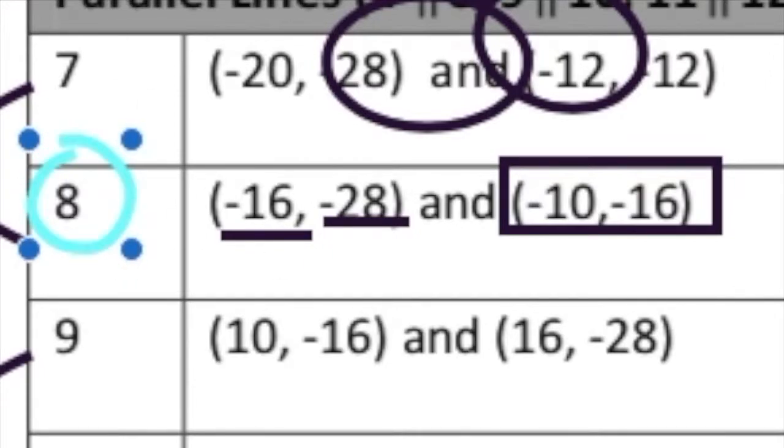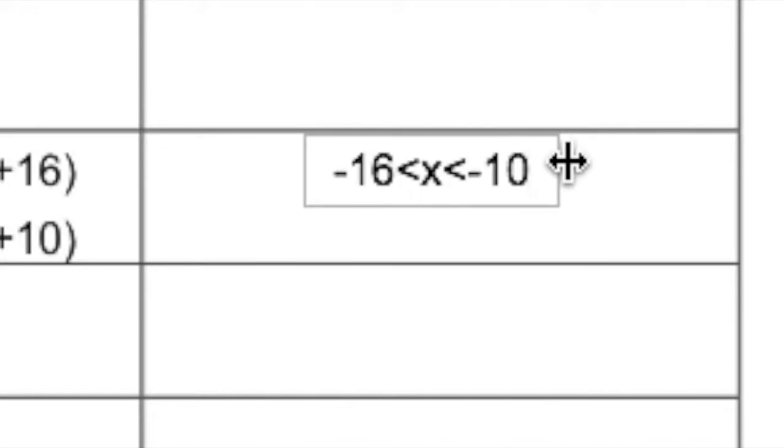Okay, on line number 8, let's just start with the domains, -16 and -10. Which one of those is the least? Okay, if you said -16, you're correct. So that's where I'm going to start. I'm going to say -16 is less than or equal to x is less than or equal to -10.